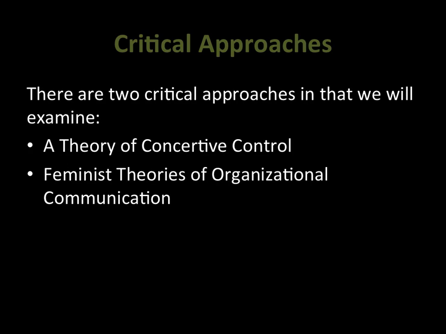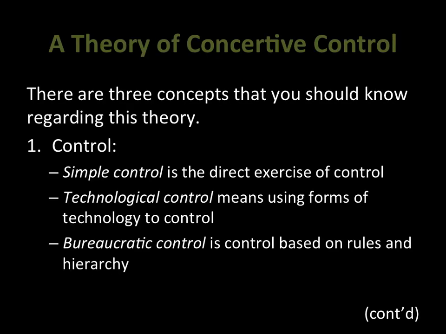So in this chapter, we're going to focus on two primary critical approaches. The first is a theory of concerted control, and the second is feminist theories of organizational communication. And that section is a little bit broader than the first. A theory of concerted control is on page 108, and it goes to page 111 in your text.